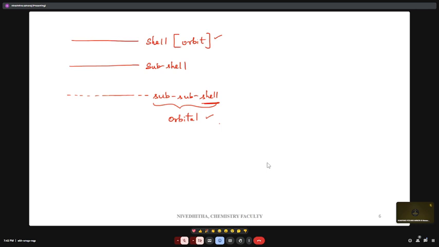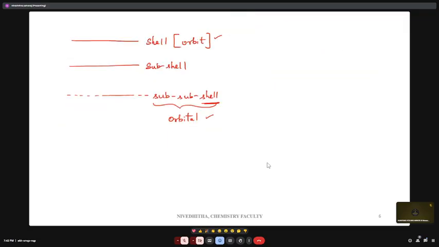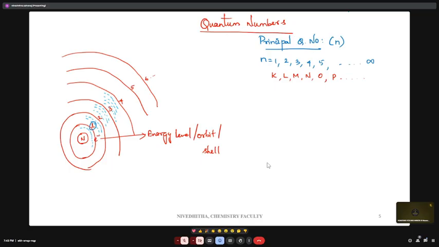That's it. So write down the formula. Number of subshells in a given shell is equal to n. If the given shell is the second shell, then the number of subshells is 2. If the given shell is 7, then the number of subshells is 7. As simple as that.